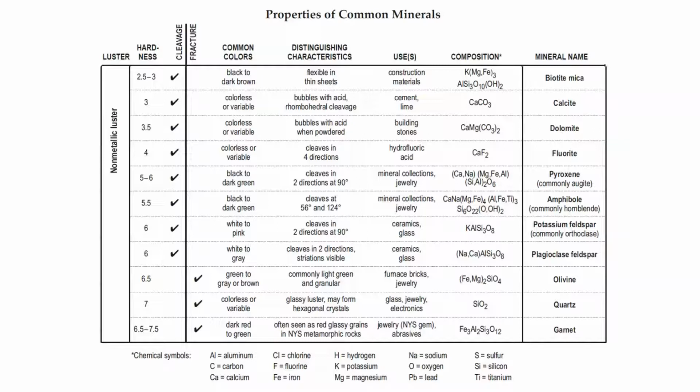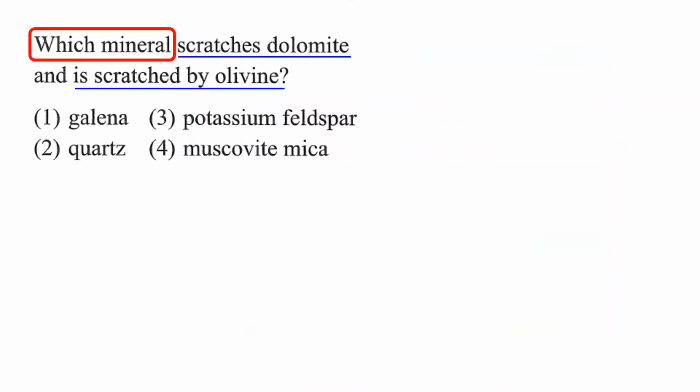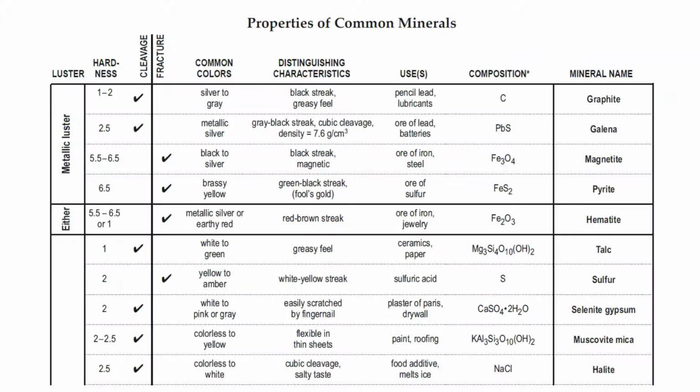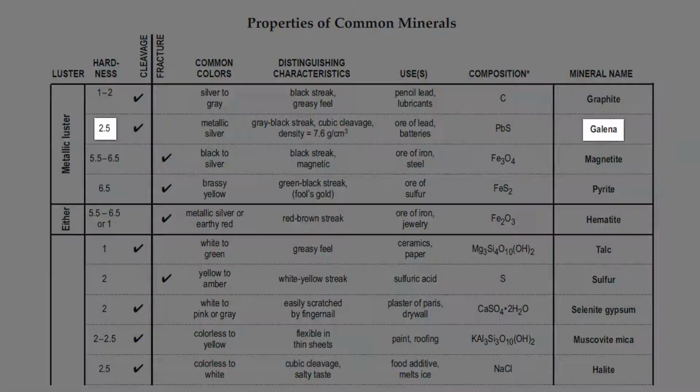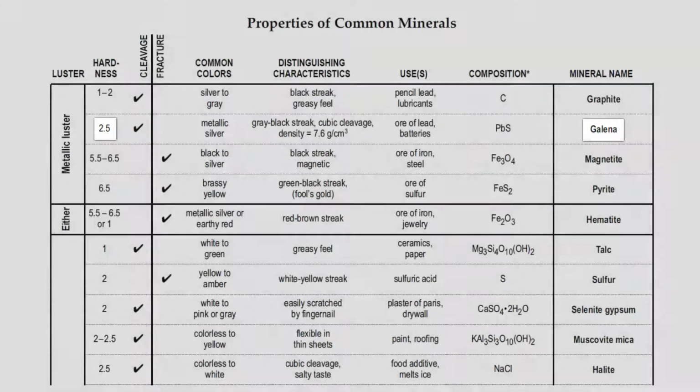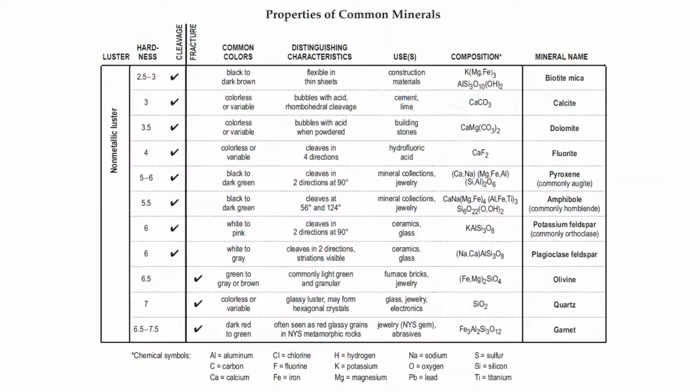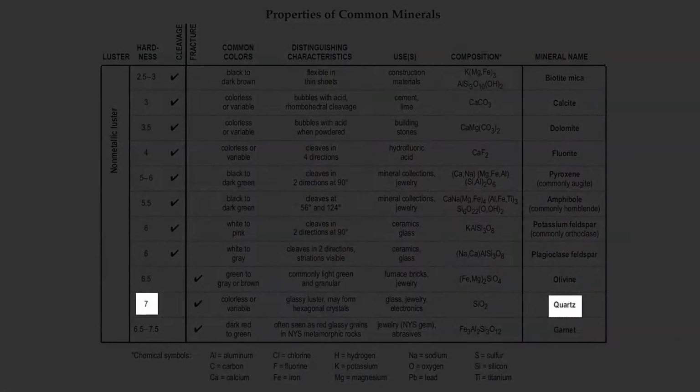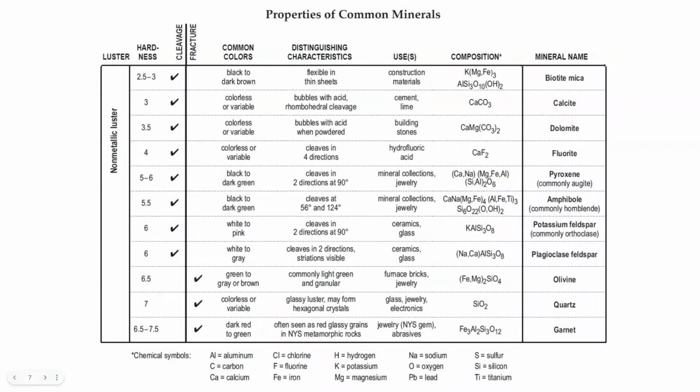The next thing, we can take a look at our options. We have galena, quartz, potassium feldspar, and muscovite. First, we look at galena. Galena has a hardness of 2.5. That's outside of our range. We look at quartz next, because it's the second option in our list. Quartz has a hardness of 7. That's too hard. It would not be scratched by olivine.